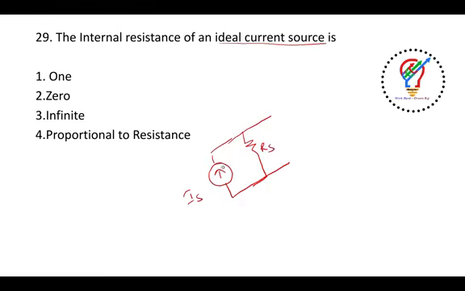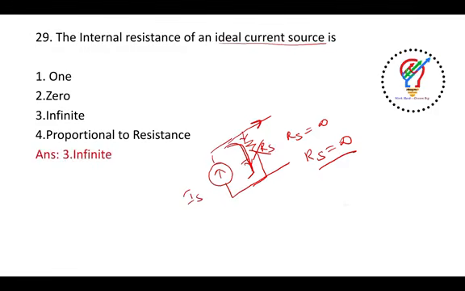In this case the entire current has to flow through here. There should be no current flow through the resistance. In order to make the current not flow there, RS should be equal to infinity. If you make a short circuit, the entire current will flow like this, so to avoid this we make an open circuit. Open circuit means RS should be equal to infinity. So the answer is infinite.